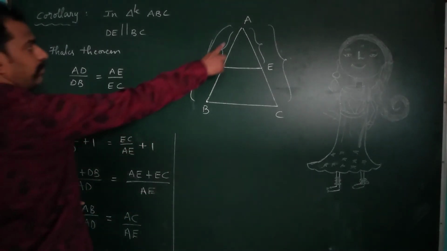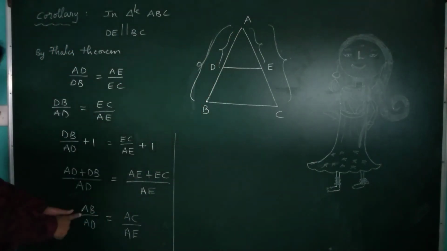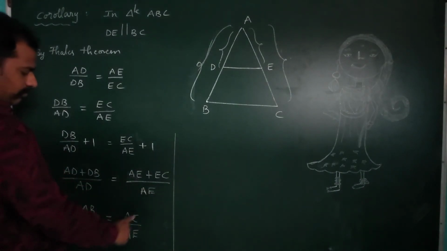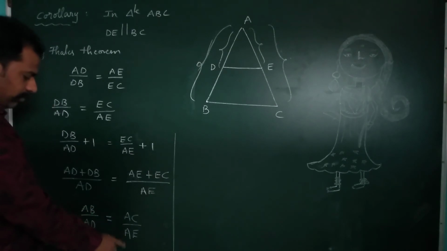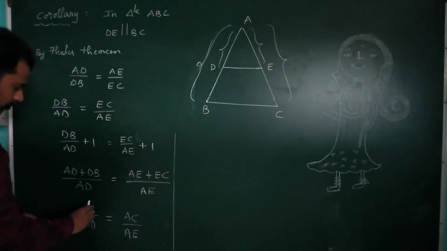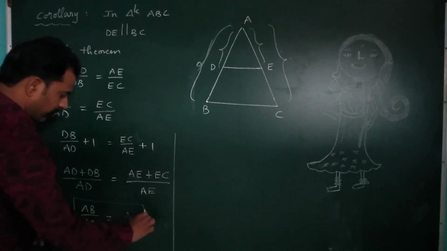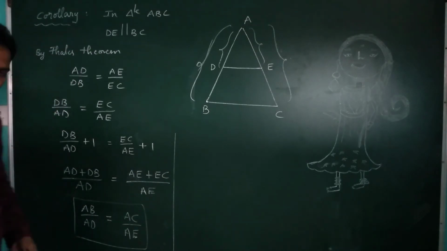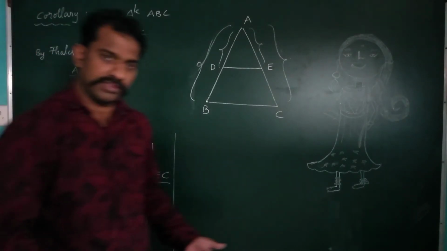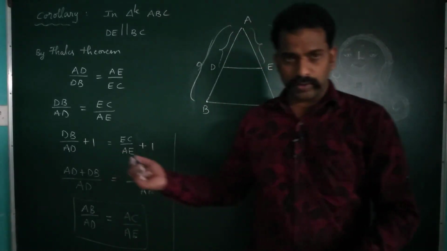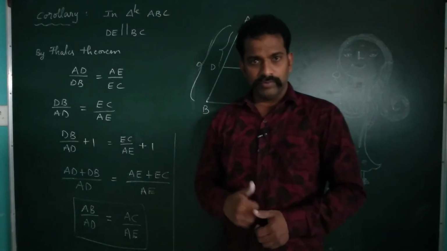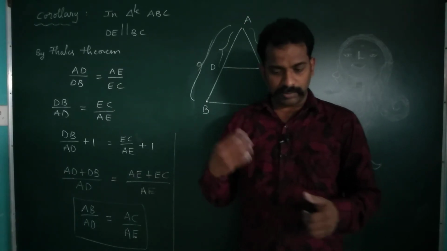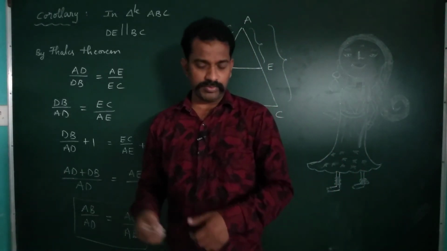But AD plus DB is nothing but AB. So AB upon AD equals AE plus EC, which becomes AC, so AC upon AE. So this is also another form of Thales theorem. You can apply this condition also wherever it is necessary. This is called the corollary of the basic proportionality theorem. I hope you understand my complete video. We will apply these conditions in problems in the coming videos. Okay, good luck.